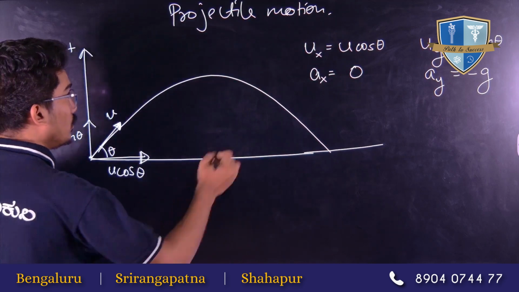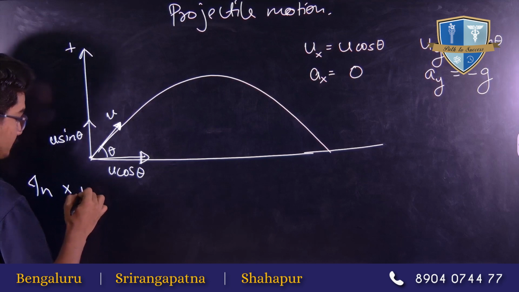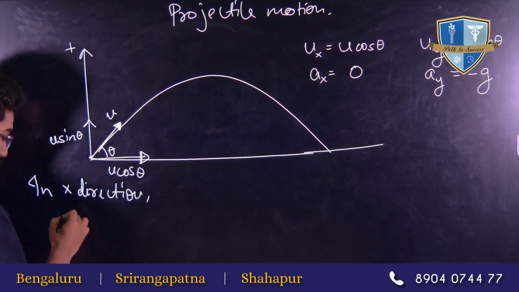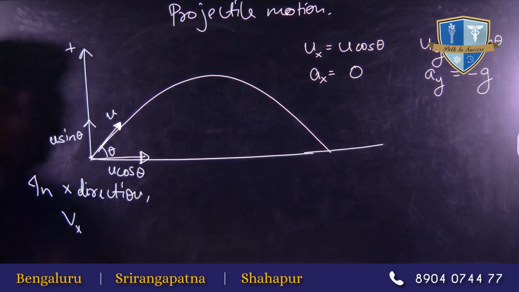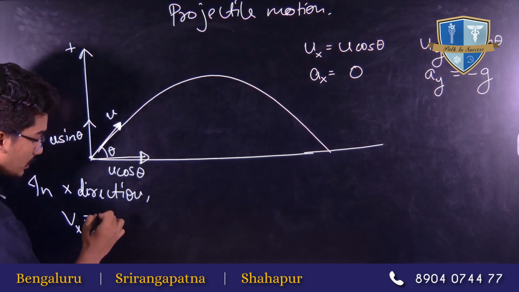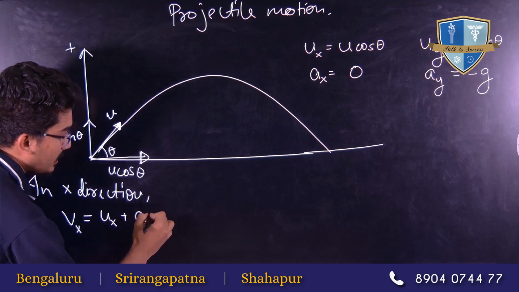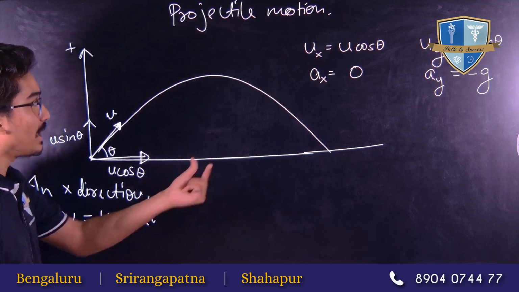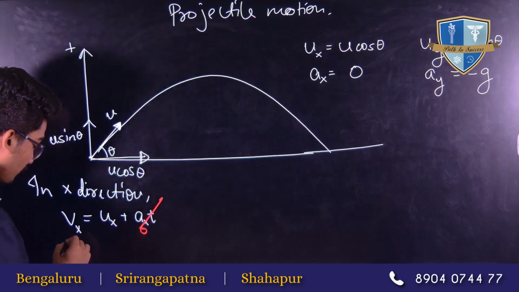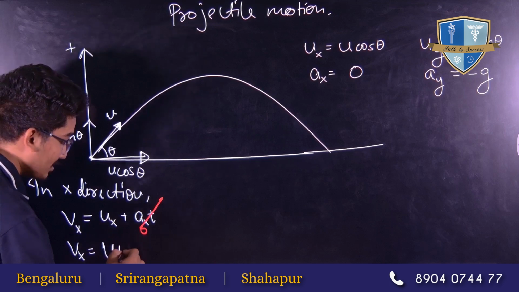So first, let's study in x direction. In x direction, final velocity v is equal to u plus at. So final velocity in x direction will be equal to initial velocity in x direction plus acceleration in x direction into t. What is acceleration in x direction? It is 0, so this term will be 0. So final velocity in x direction is equal to the initial velocity, which is u cos theta.